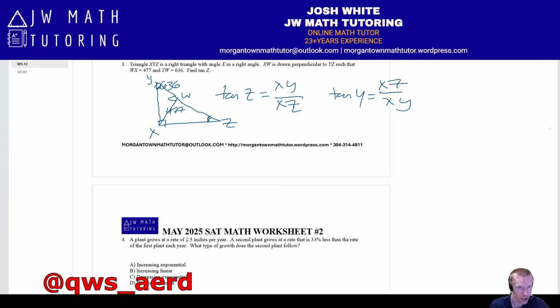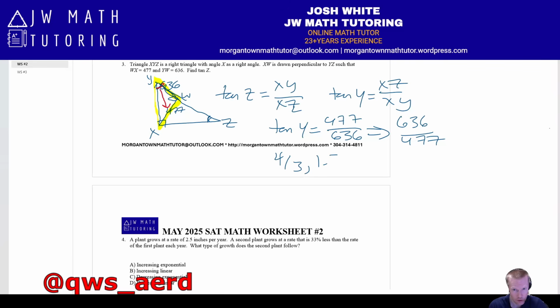And to get tan angle y, we just look at the small triangle right here, and we say, okay, here's angle y, up here at the top. Tangent's going to be opposite, which is 477, over adjacent, right here, 636. Therefore, tangent of angle z is going to be the reciprocal of this, which is just 636 over 477. That reduces down to 4/3, or 1.333, and that's your correct answer. And so this is just an alternate, much quicker way you could figure out the answer to this problem.